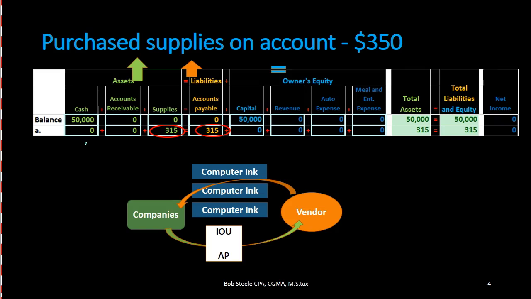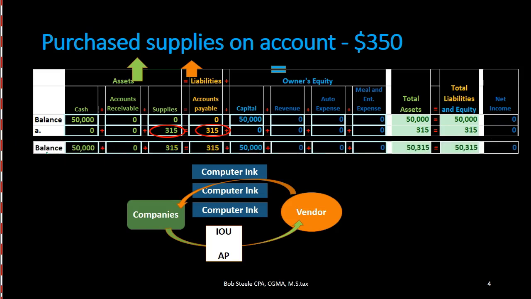So within this transaction then, we see that assets are going to go up by that 315, liabilities going up by that 315, therefore the assets equal the liabilities and equity for that particular transaction, no impact on net income. We then need the total row, meaning we're going to add up what the beginning balances were, plus the current transaction will give us the total.